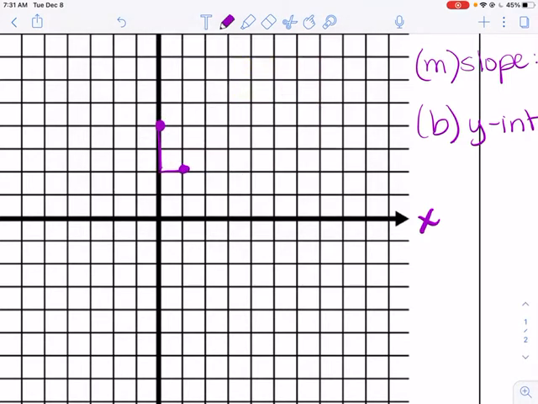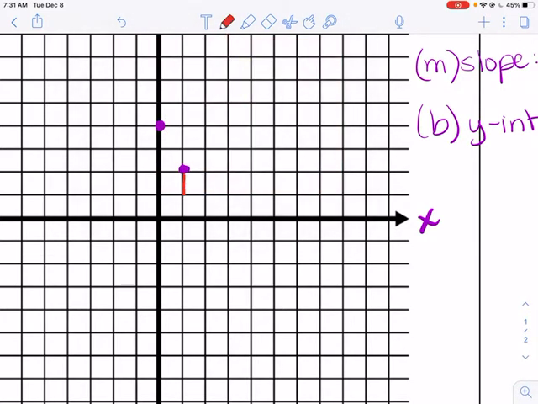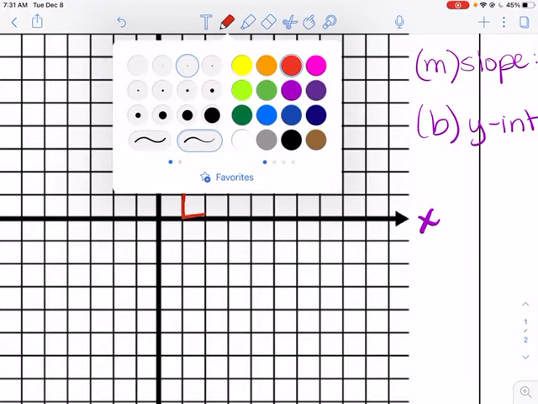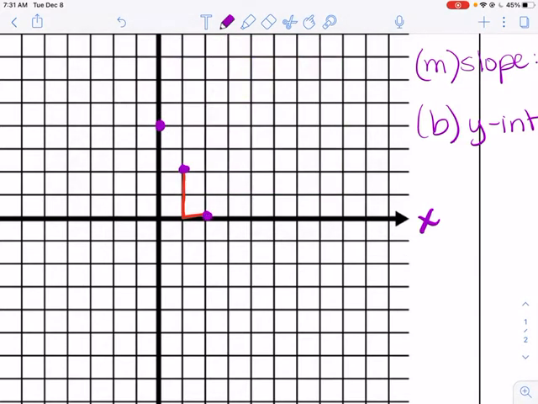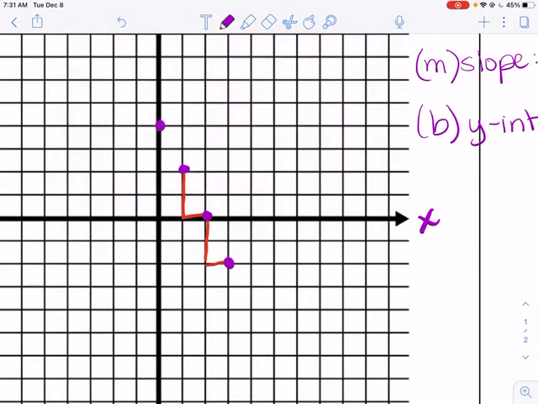So you don't have to draw the little L shape. You can just count out the points. Okay, so we're going to go down 2, right 1, and then down 2, right 1. So once you have figured out your slope, it is actually pretty easy to graph those points. Just make sure you count correctly.